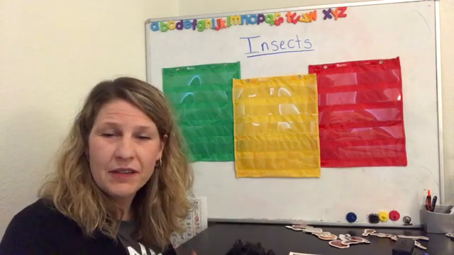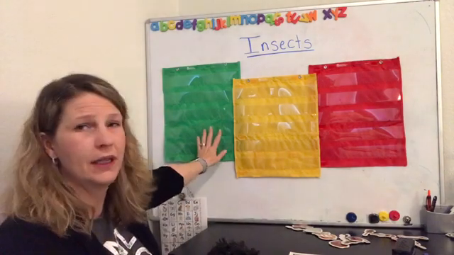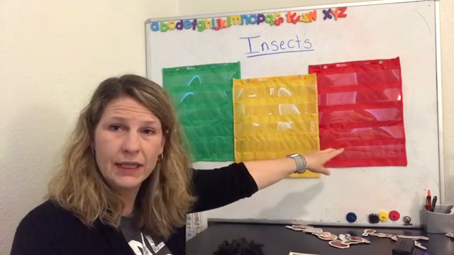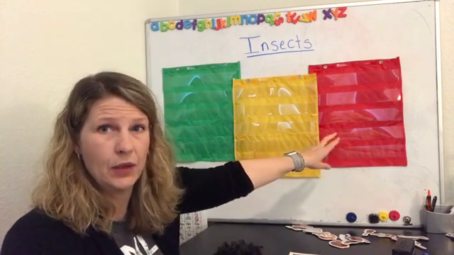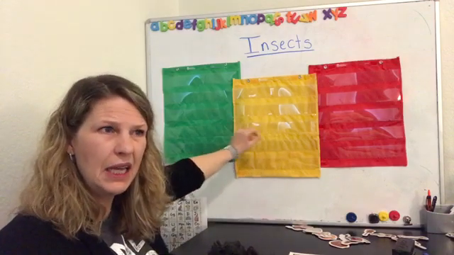All right, friends, I hope you thought of some good insects. So I have 3 charts up here. I have a green one. I'm going to put insects that I like in the green one. I have a red one. I'm going to put insects I don't like in the red one. And I have a yellow one. It's in the middle. It's going to be, I kind of like it.